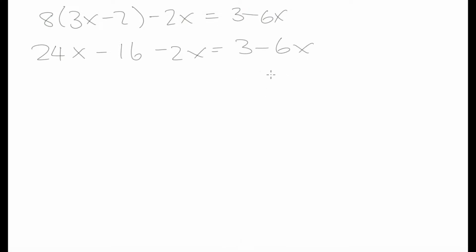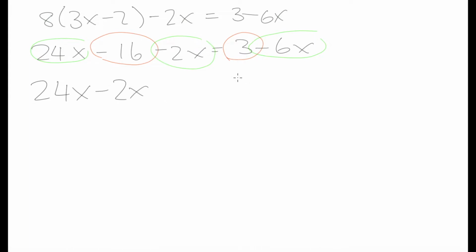And now we can see that we have some terms with variables on this side. And we also have a variable term on the other side, and we have a constant term on this side and one on this side as well. So what we want to do is we want to get all of our terms that are circled in green on one side of the equal sign and all of our terms circled in red on the other side. So we're going to keep our variable terms on one side and our constant terms on the other side. So let's keep this 24x here. We can also keep this minus 2x here. Let's bring this minus 6x to this side, so it would become plus 6x.